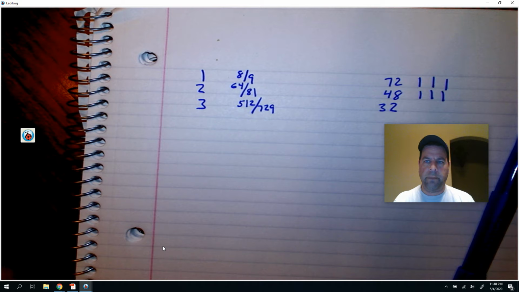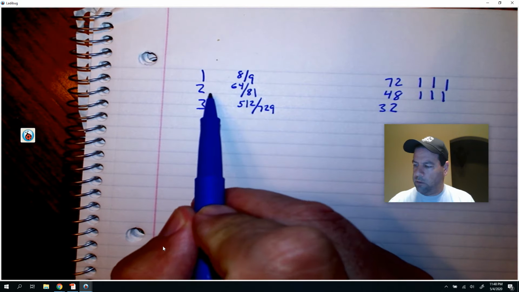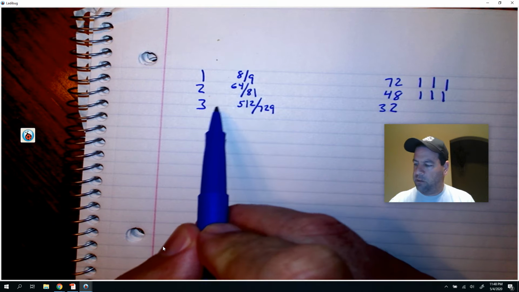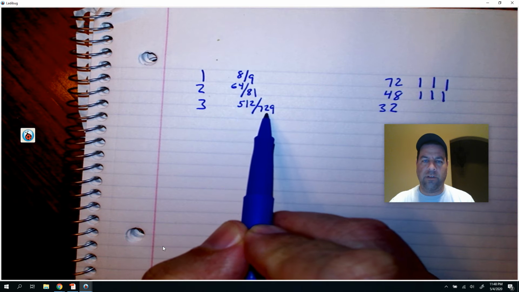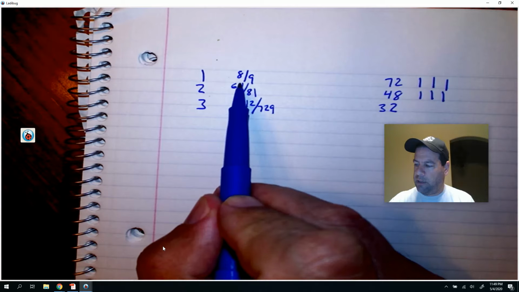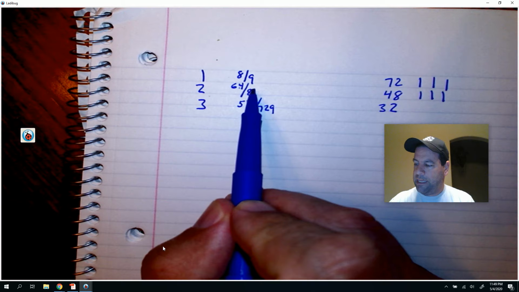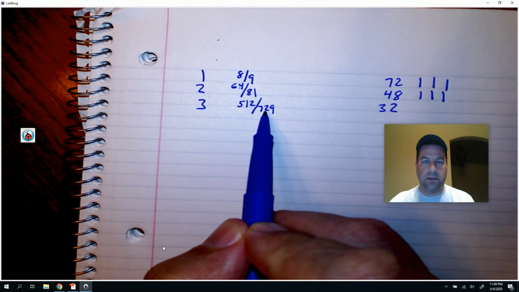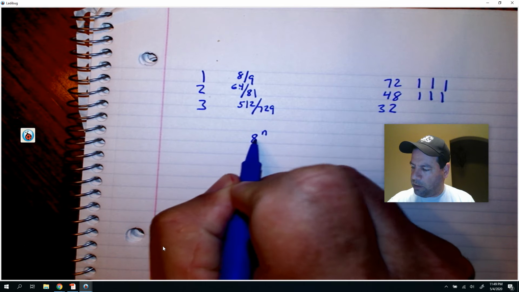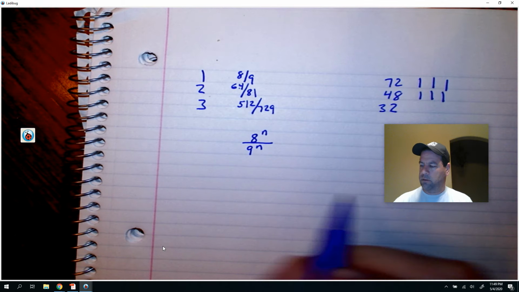There we go. So in stage 1, there was 8/9 left. In stage 2, there's 64/81 left. Stage 3, there's 512 of a 729. So can we start to see a pattern? 8, 8 times 8, 64 times 8, 9 times 9, 81 times 9. So what's left is 8 to the n over 9 to the n. That's what's left.